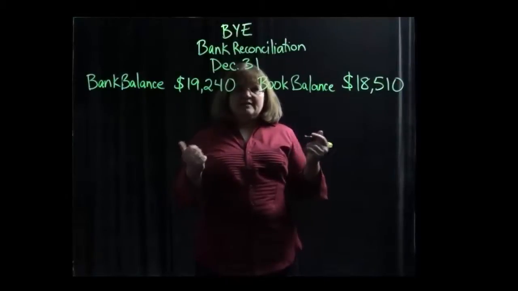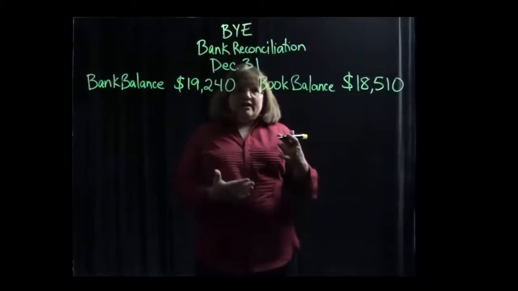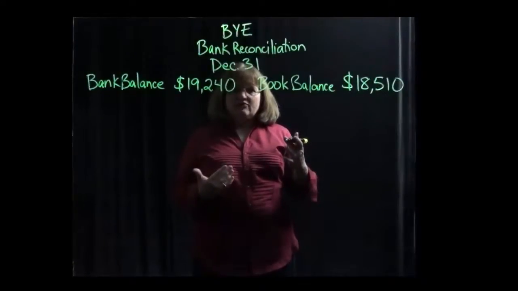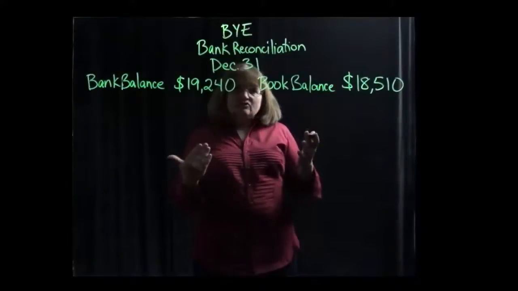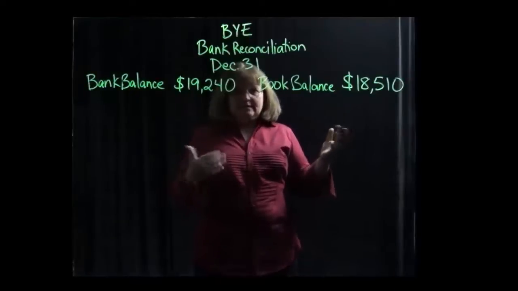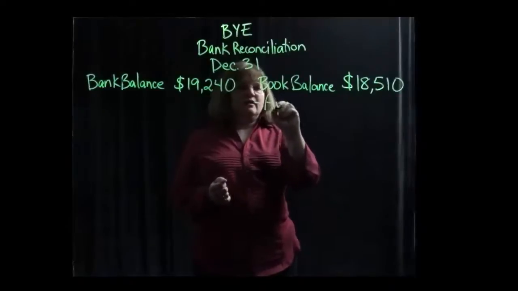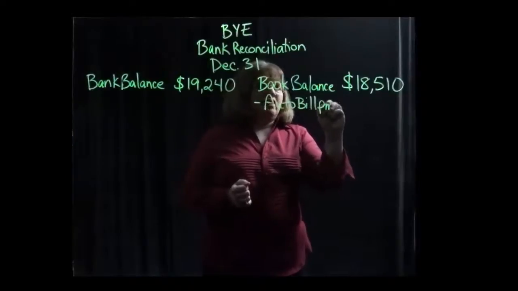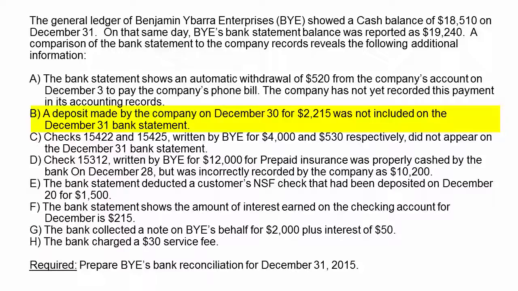So the company paid its telephone bill of $520, but instead of writing a check when they got the bill in the mail, instead they got the bill and they said it would be automatically withdrawn from their account, and so they didn't make any entry at that time. Instead, they just waited for the bank statement to arrive. They could have made an entry at the time. This company didn't. And so now that they get their statement, they have to subtract that automatic bill payment, which in this case was $520.